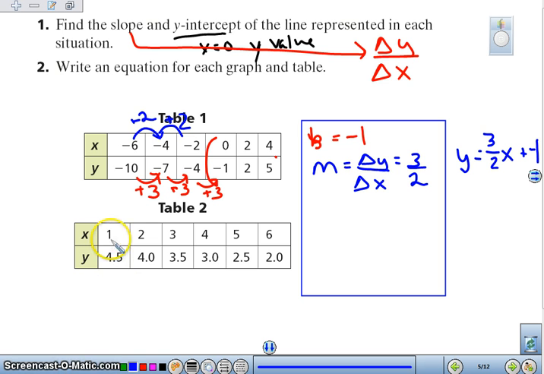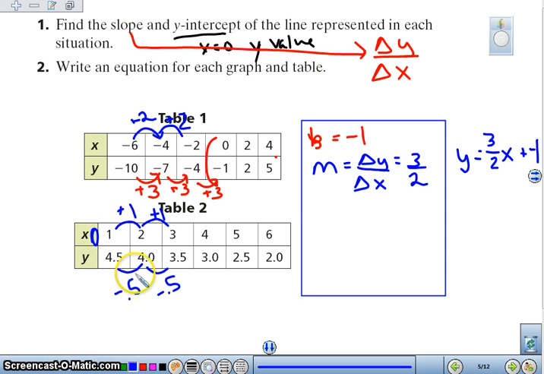When I look at this one, oh, the x's are going up by 1. That's kind of nice. And it does that all the way up. And the y is changing by minus 0.5. And notice I keep doing that. But I don't have a 0 point here.